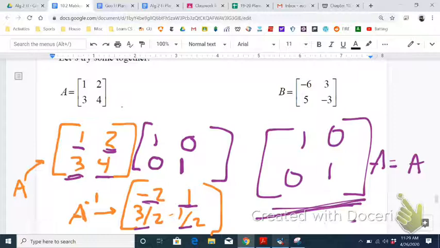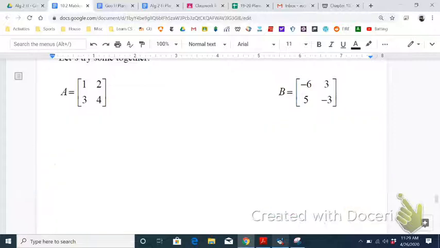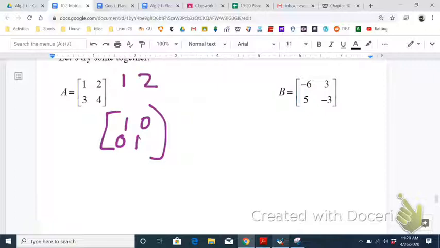And we could just check that real quick by doing matrix A times the identity matrix, since we're on the subject. We get 1 times 1 is 1. 2 times 0 is 0. 1 times 0 is 0. 2 times 1 is 2. 3 times 1 is 3, plus 4 times 0 is 3. 3 times 0 is 0, plus 4 times 1 is 4.